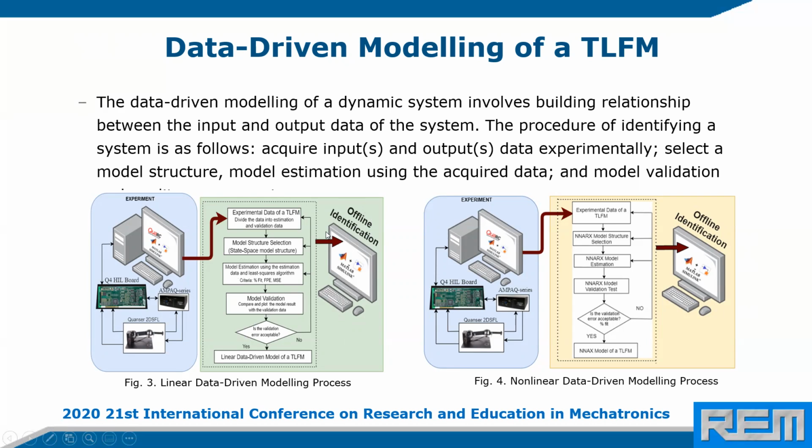But if not, we have to iterate this process by starting with the experiment all over again using another type of input. And they usually call this the design of experiment so as to excite the system in getting rich data from the system. For the nonlinear data-driven modeling process, we start with experimental data as well, then NARX model structure is used, and this is called neural network auto-regressive with exogenous input. And we perform the estimation and validation, and if the validation error is acceptable, then we get our model. If not, we have to go back again to the iterative process.